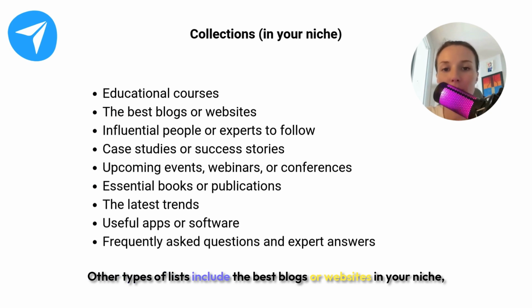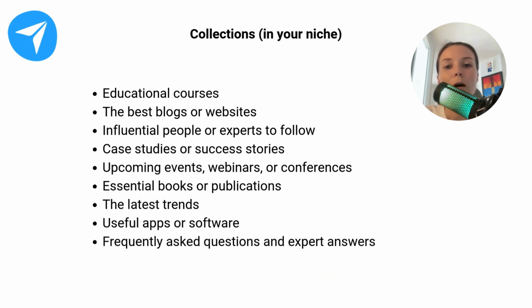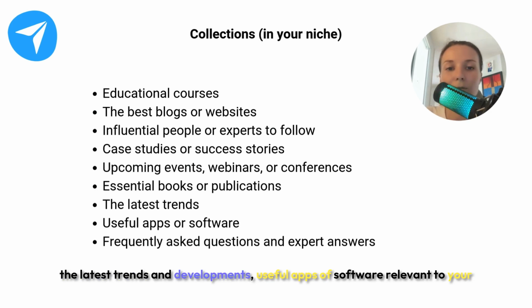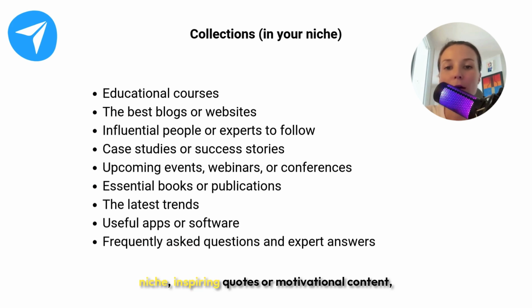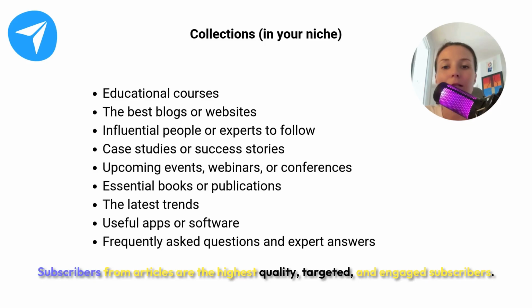Other types of lists include the best blogs or websites in your niche, influential people or experts to follow in your niche, case studies or success stories from your niche, upcoming events, webinars or conferences, essential books or publications, the latest trends and developments, useful apps or software relevant to your niche, inspiring quotes or motivational content, frequently asked questions and expert answers.